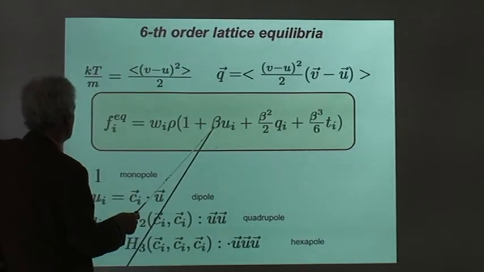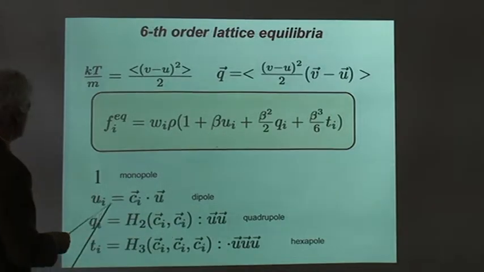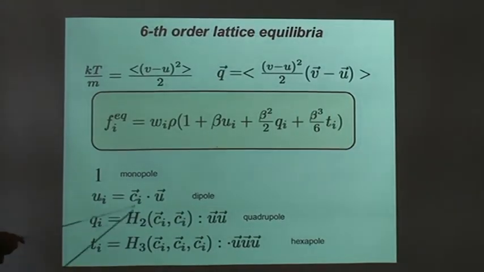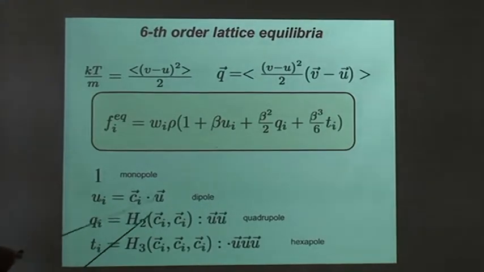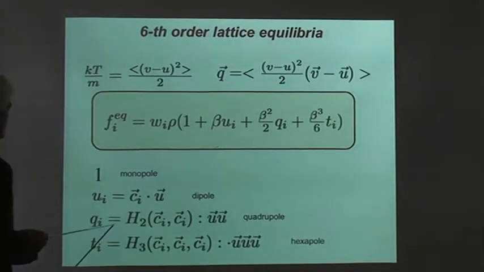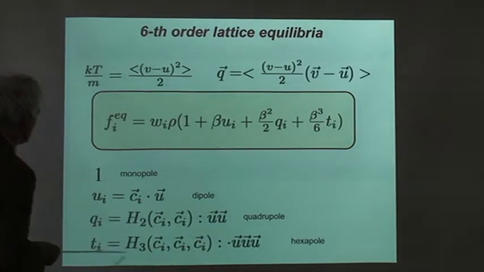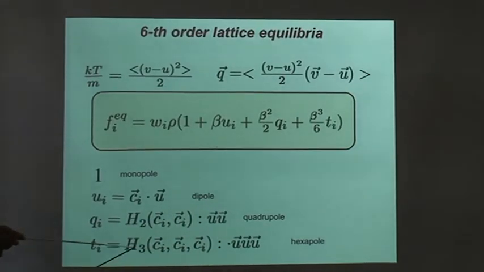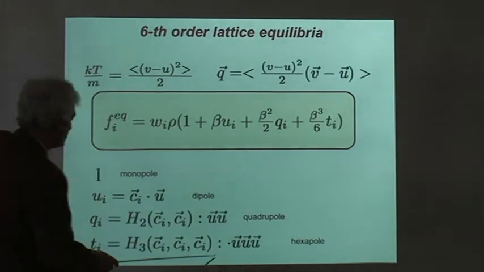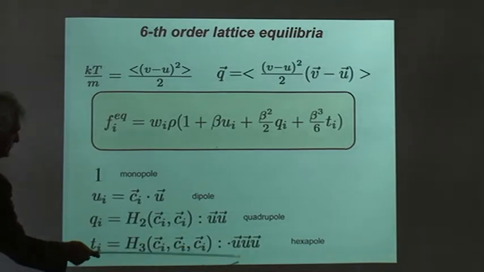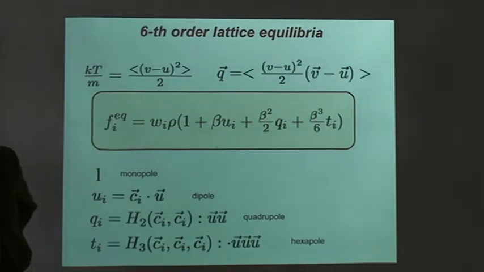Beta is 1 over sound speed square, and this is just a shorthand for this notation. Ui is first order, a sort of dipole interaction with velocity space. Q is Q, the quadrupole, and then we have to have the exponent. So we have to have limit 3, and that's very easy to write down, except that you have to do that in a lattice, which is 6 order.